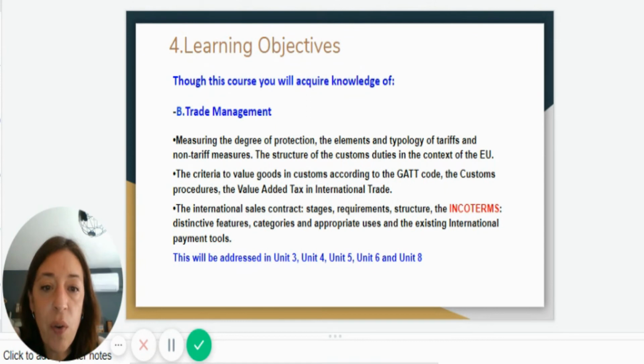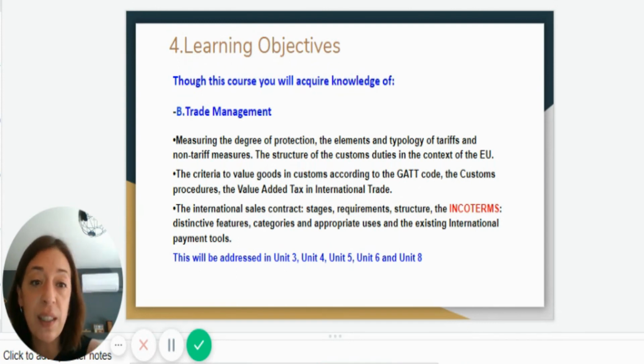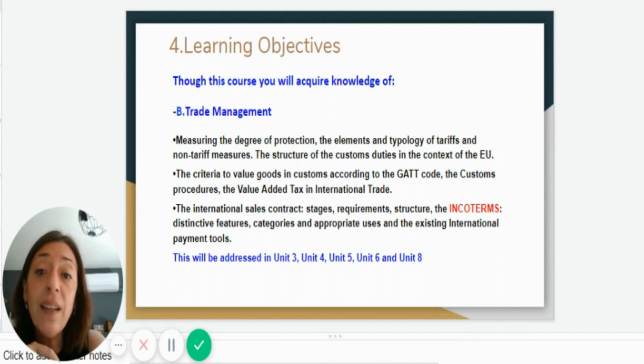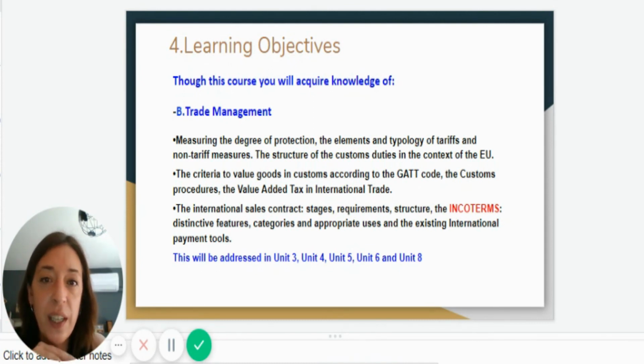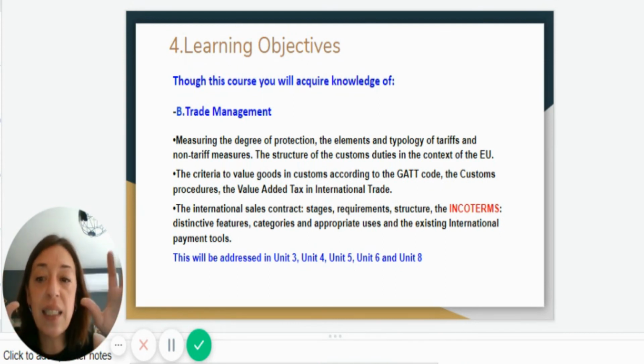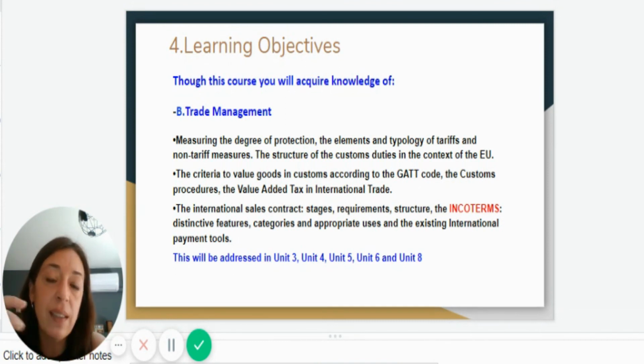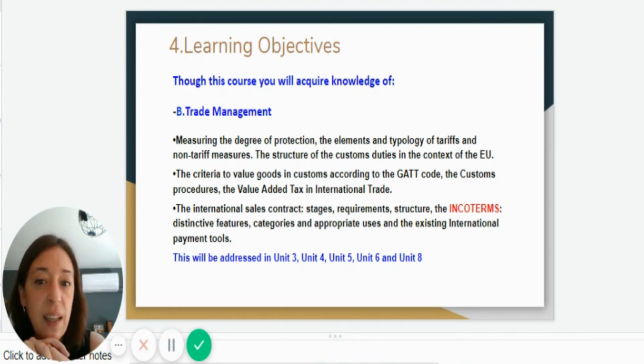Regarding the second group of learning objectives, trade management, we will learn how to measure the degree of protection, the elements and typology of tariffs and non-tariff measures, the structure of customs duties in the context of the European Union, the criteria to value goods in customs according to the General Agreement on Tariffs and Trade Code, the customs procedures, the value-added tax, the treatment of the value-added tax in international trade, the stages, requirements, structure of international sales contracts, how to elaborate an invoice depending on the type of Incoterm that is reflected in the sales contracts, the categories, the appropriate uses, and the existing international payment tools.